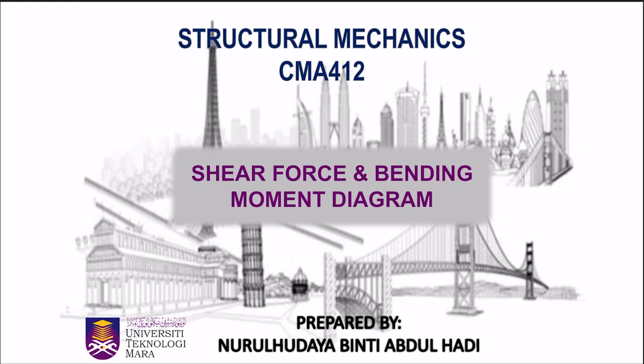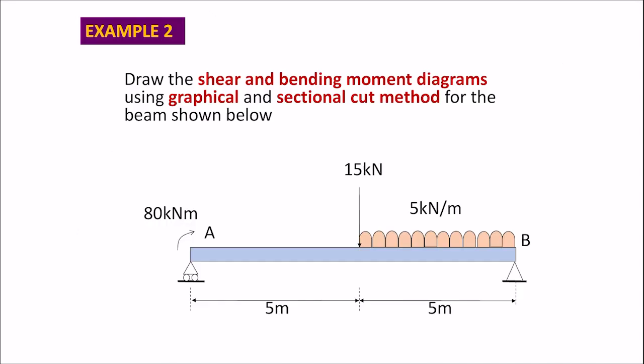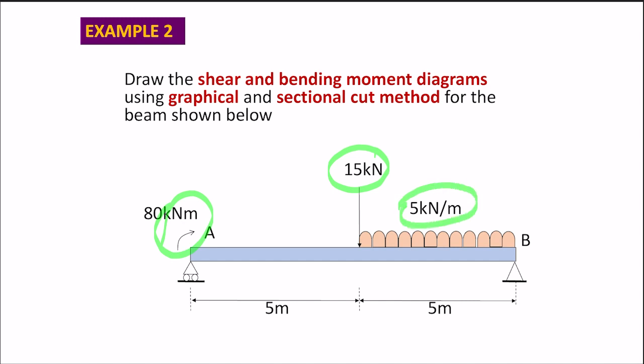We're going to continue with example 2. Draw the shear and bending moment diagrams using graphical and sectional cut method for the beam shown below. Over here, you have one moment, you have a 115 kilonewton point load, and another one is 5 kilonewton per meter uniformly distributed load. At A, you have a roller support, and at B, you have a pin support.